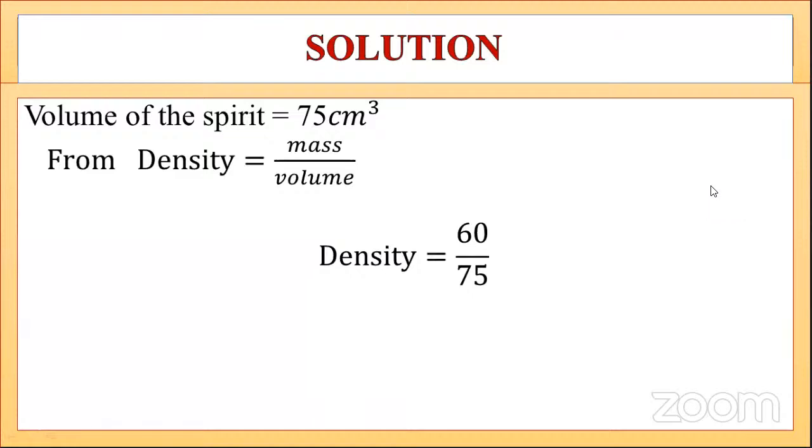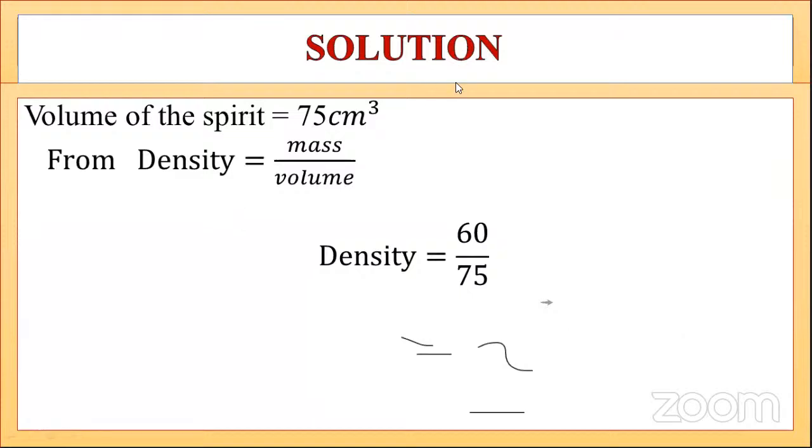How many kilograms per meter cubed are there in 1 gram per centimeter cubed? 1,000 kilograms per meter cubed. Very, very good. It is 1,000.